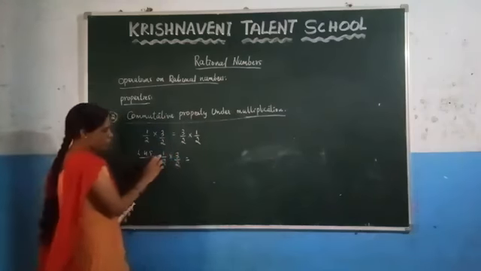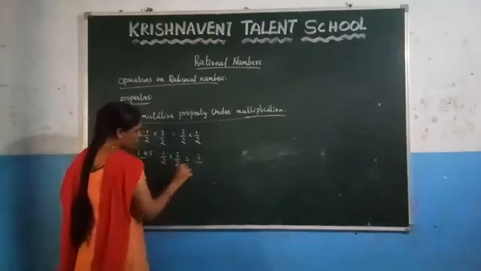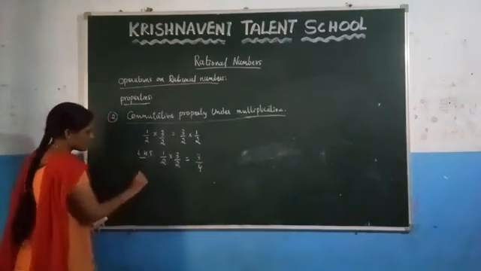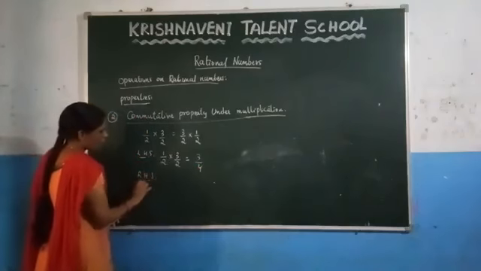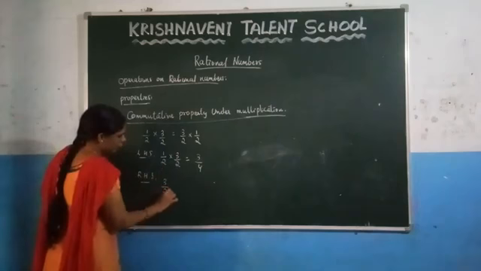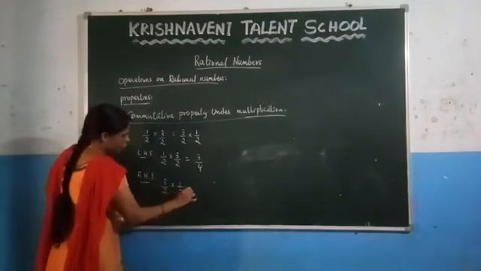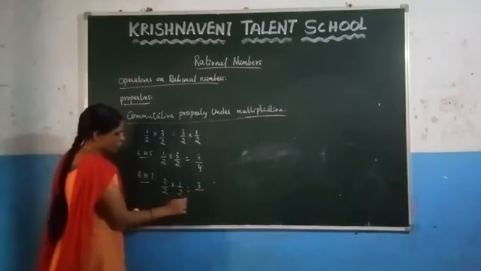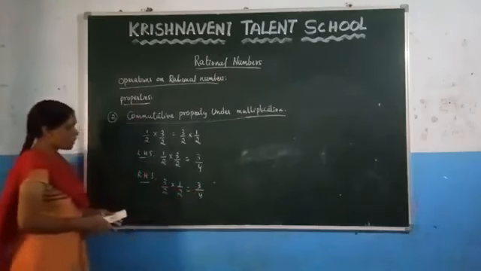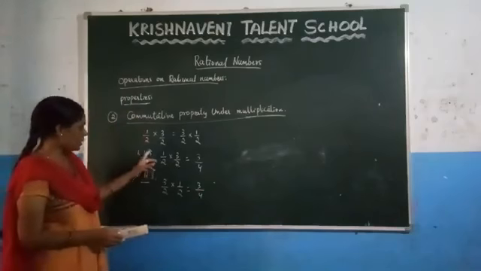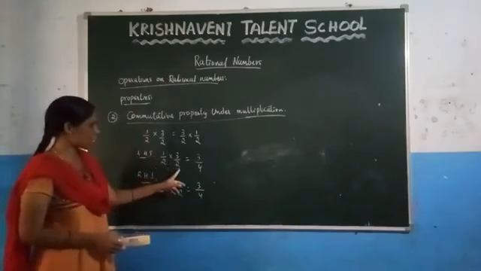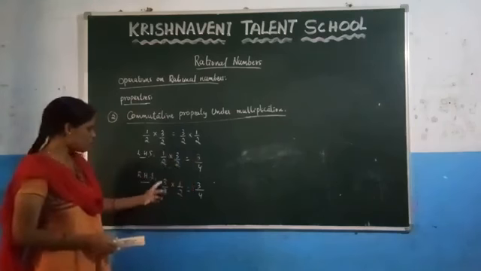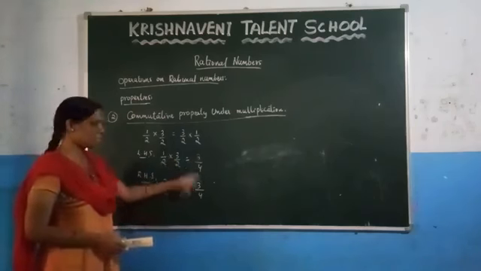After solving, what you are getting here? 1 into 3, which is 3. And 2 into 2, which is 4. Now consider RHS, right hand side. What you are getting here? 3 by 2 into 1 by 2. What is the value of 3 into 1, which is 3? And what is the value of 2 into 2, which is 4? From this you can conclude that after multiplying these two rational numbers, you are getting the result as 3 by 4. And after changing the order, 3 by 2 into 1 by 2, you are getting the same result.